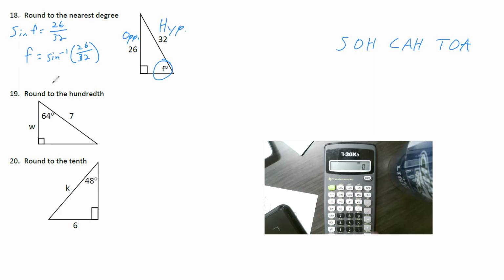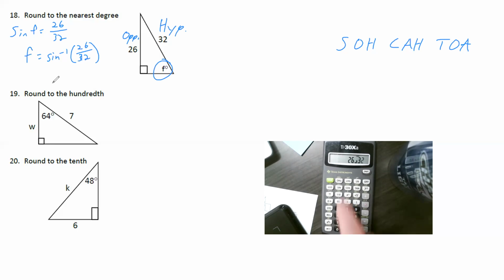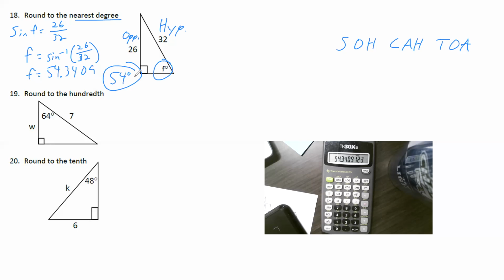Again, you can do it a couple different ways. I'm just going to type it as a fraction. So 26 over 32, oh, I didn't have to hit equals, sorry, inverse sine. Let me try that again. 26 over 32, second sine. There it is. We got 54.34. To round to nearest degree, we're going to just round this off to 54 degrees. That's our final answer for that one.